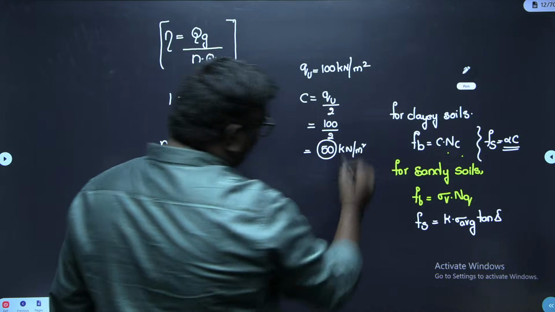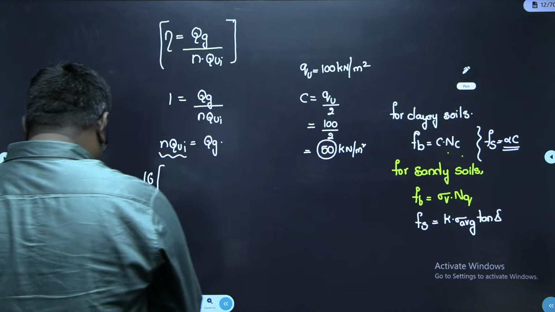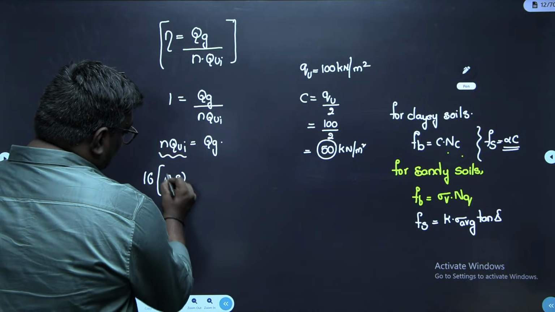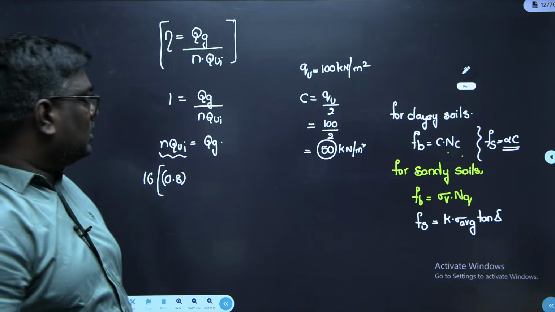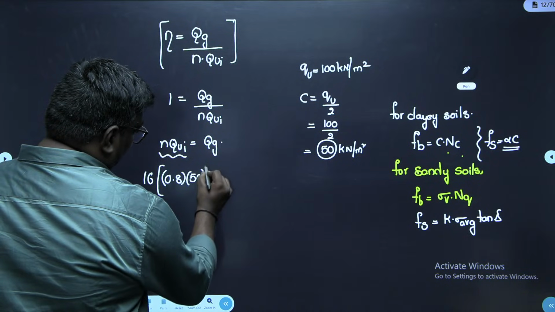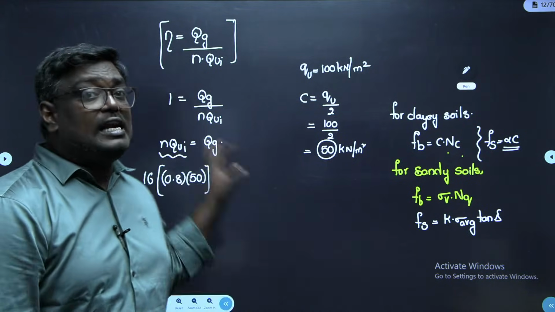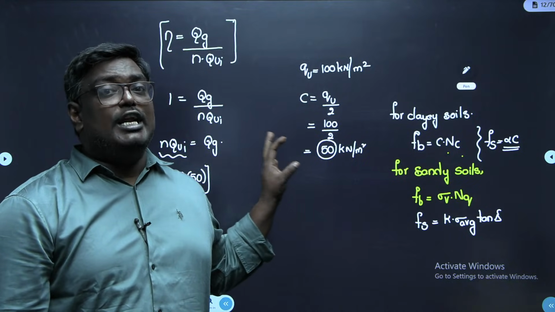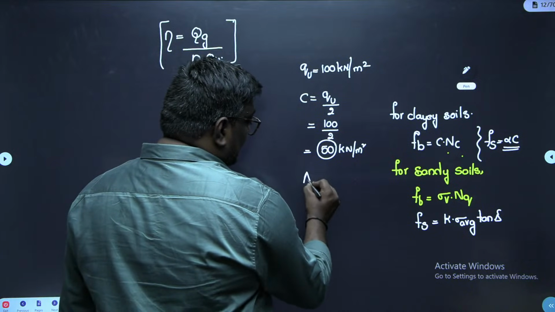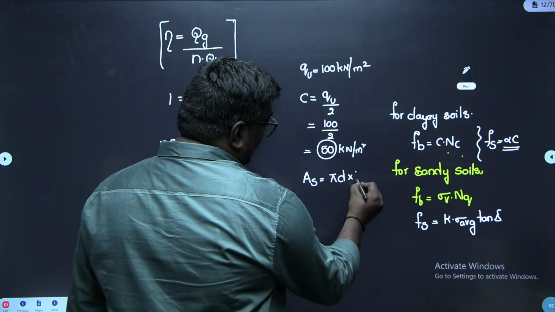And the adhesion factor given in the question is how much, sir? It is given as 0.8. So 0.8 into cohesion, which is alpha C, is 50. And here we are calculating for an individual pile. For an individual pile, AS is given as perimeter into length, so it will be pi d into L.